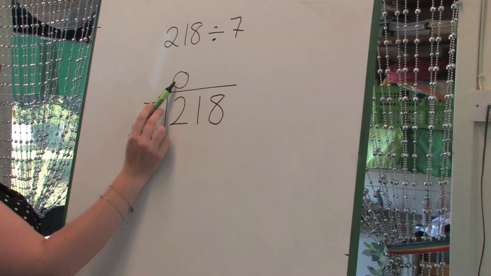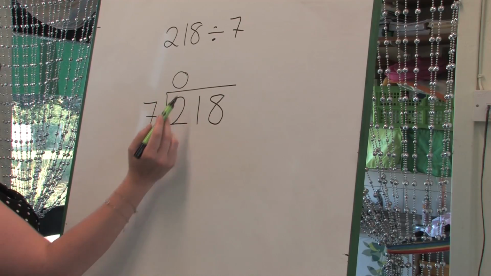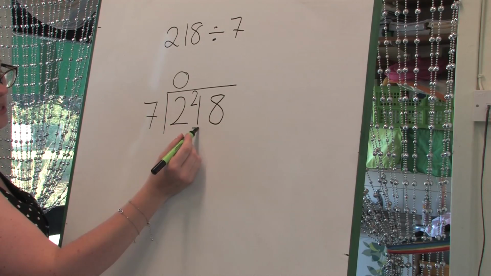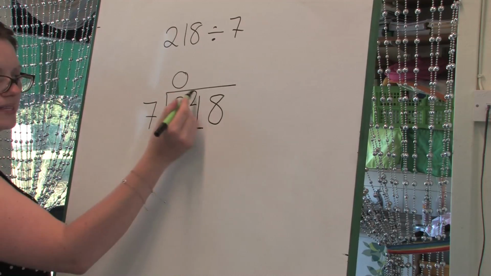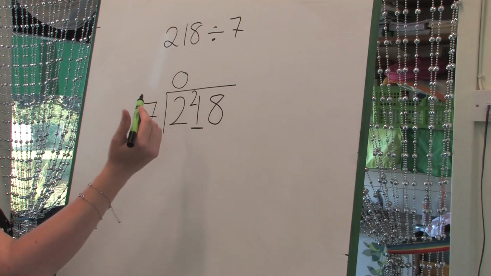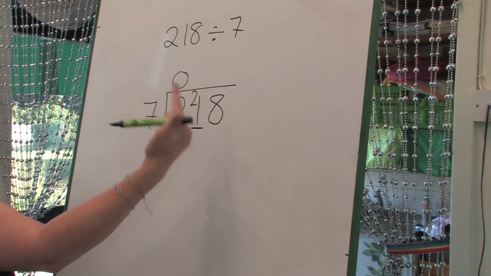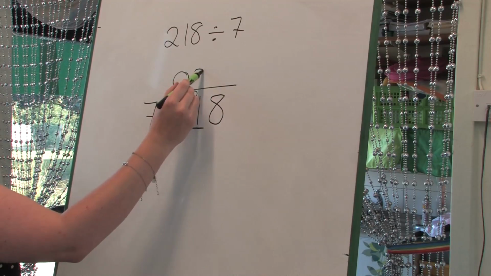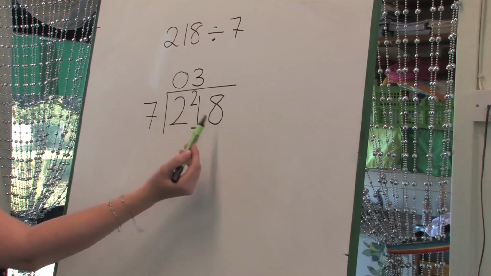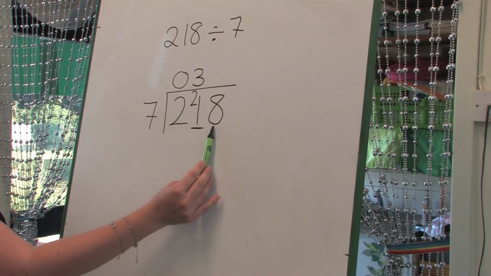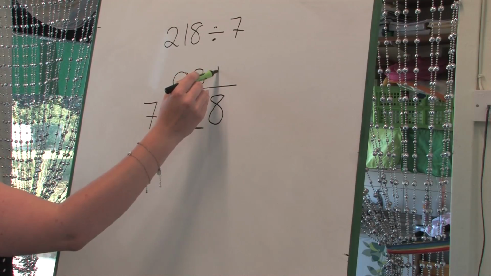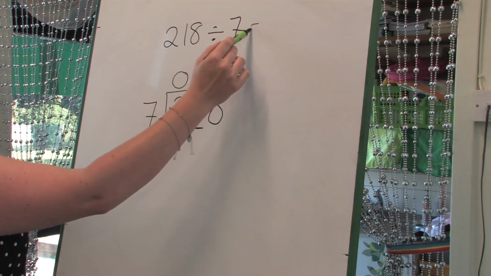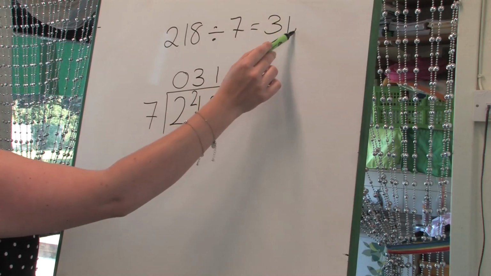So we place a 0 above the 2, but we then need to carry this 2 over, so that now we're looking at how many times does 7 go into 21. And if we think of our 7 times tables, 7, 14, 21, it goes in 3 times, so above the 21 we write a 3, and then we move on to the next column. 7 into 8 only fits once, but we've got 1 left over. So 218 divided by 7 would give you 31, remainder 1.